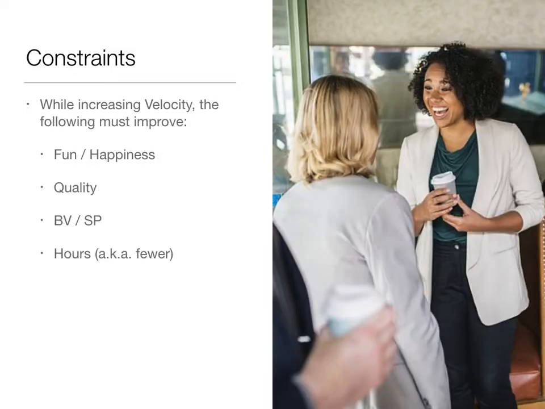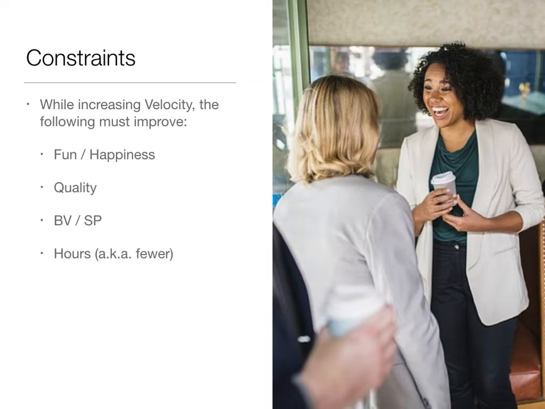Now we mentioned velocity, and a number of people object to using velocity as the measure of things. But I think it's because they don't appreciate that we also have to put velocity in the context of various constraints.